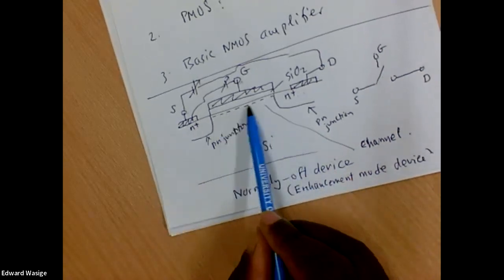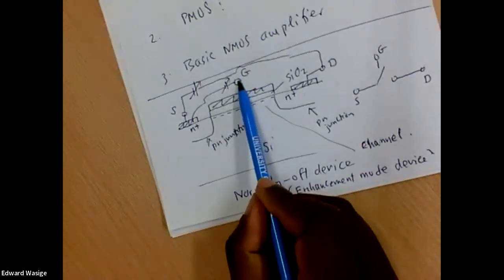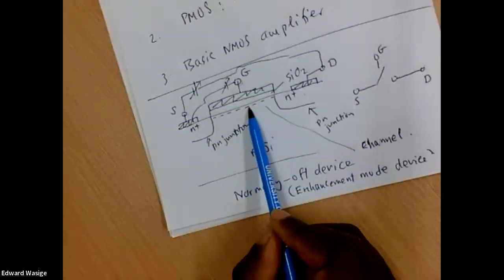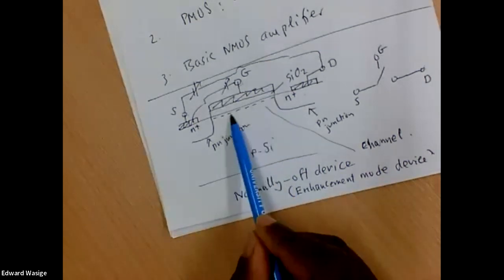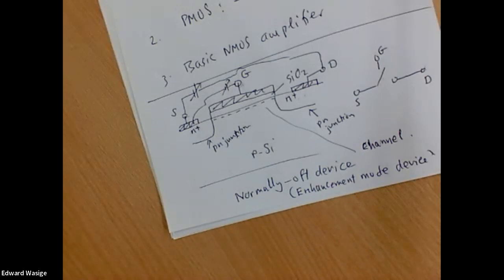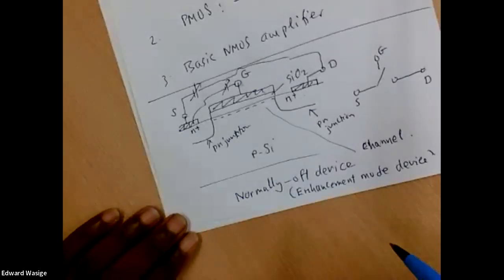In that, if we have a voltage at this point, we attract electrons here, so we can enhance the conductivity in this region, and so it's called an enhancement mode device, as opposed to the other devices there, which are called depletion mode devices. But this particular one is called an enhancement mode transistor or normally off transistor.